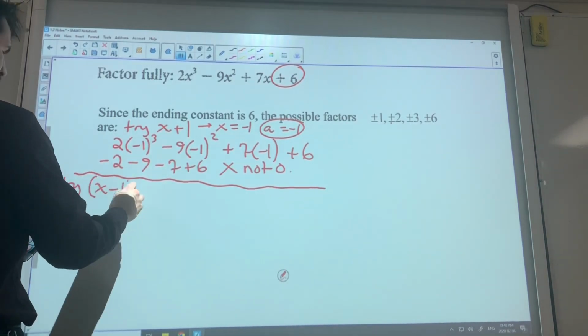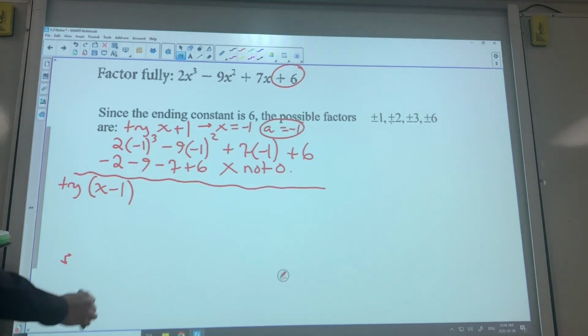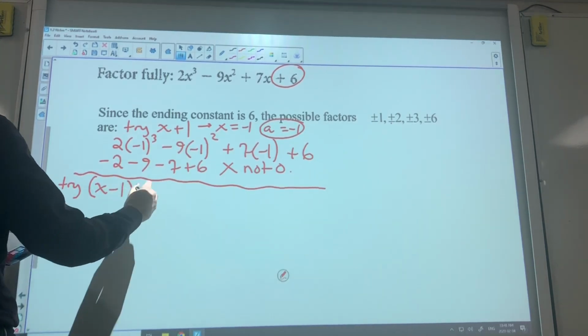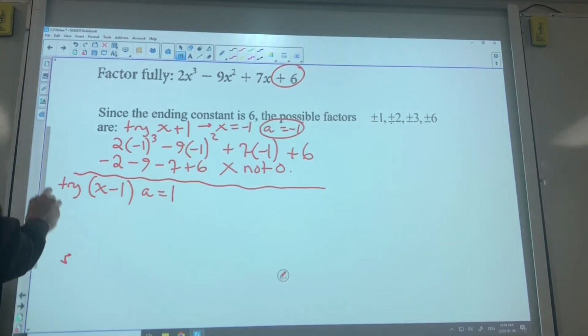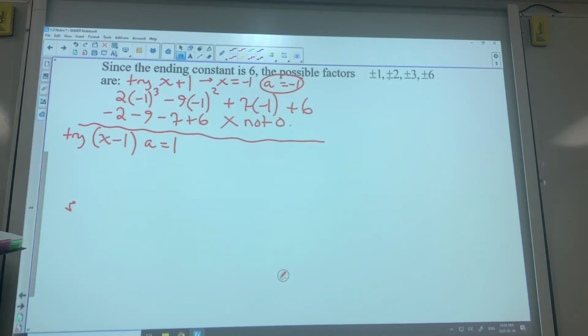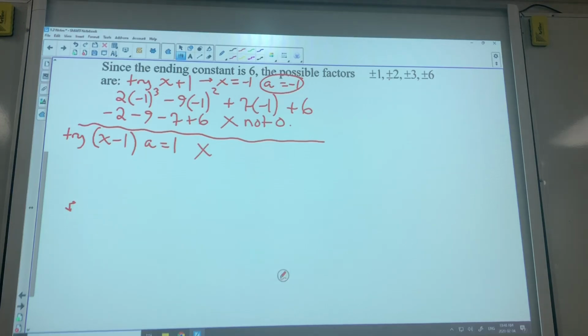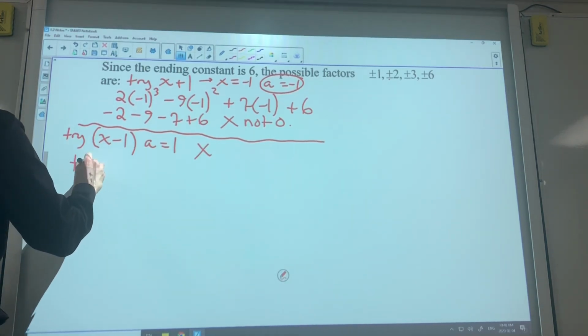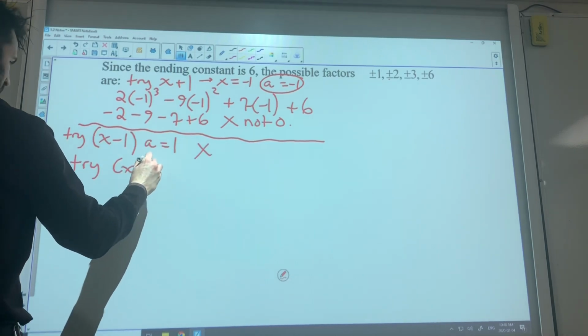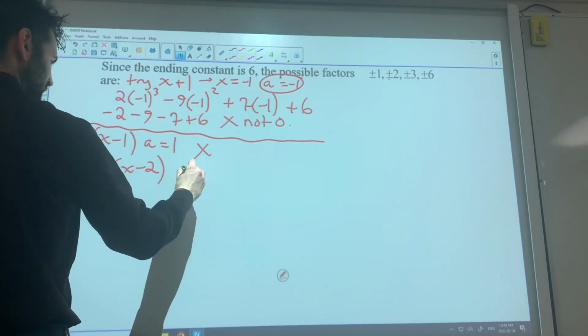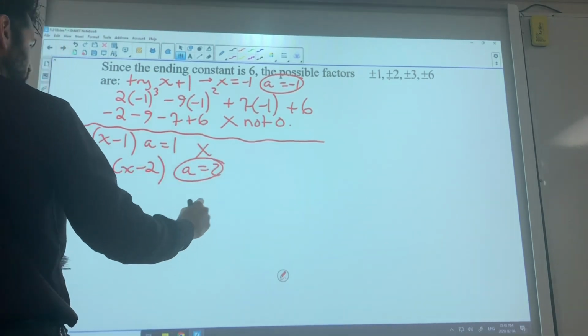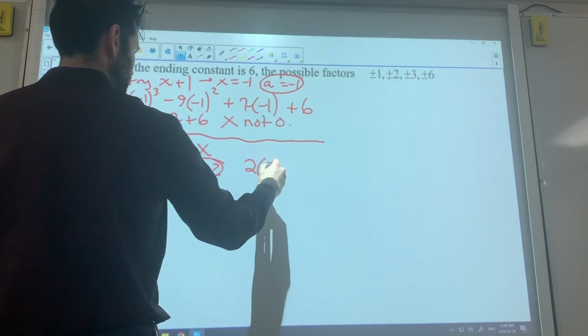I think it's really important to write the binomial you're trying so you don't get confused. So I just say try x minus 1. That would mean a is 1. Doesn't work? Okay, so I'm just gonna say no, doesn't work. I'll take your advice. I know what does work. Let's try x minus 2, because that's just 2. So then a would be 2. Let's see what happens.